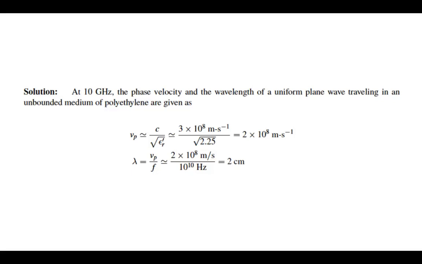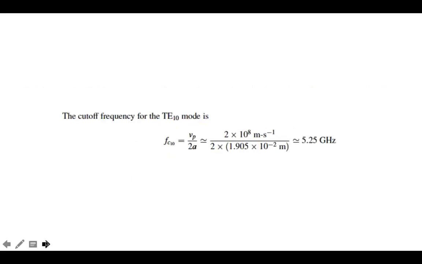On the other hand, it will affect some other parameters. So calculating the phase velocity, we get 2 times 10 to the 8th meters per second, and then from that and the frequency, we can then get lambda. So now we can calculate the cutoff frequency, which is Vp, the phase velocity, over 2a. So we take our 2 times 10 to the 8th, we divide by 2 times the guide dimension, and we get 5.25 gigahertz as a cutoff frequency.